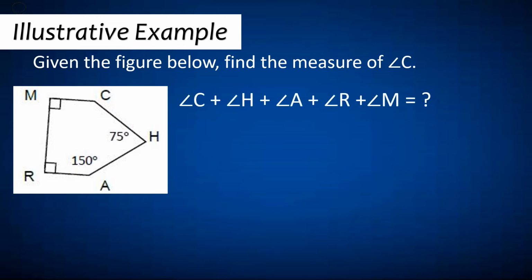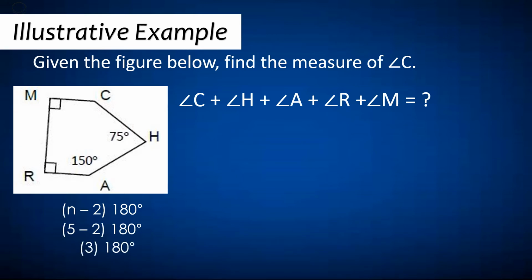So, we can write the measure of angle C plus the measure of angle H plus the measure of angle A plus the measure of angle R plus the measure of angle M is equal to... that is what we don't know yet. What do we equate it to? Earlier we solved how to get the sum of the measures of a regular polygon. Since this is a pentagon, we can use our formula from earlier, n minus 2 times 180. A pentagon has 5 sides, so 5 minus 2 times 180.